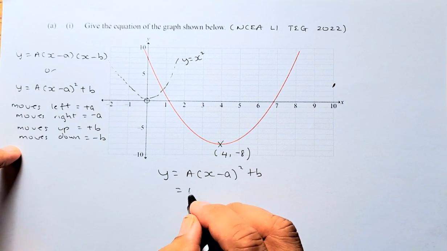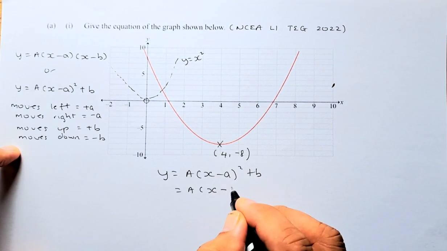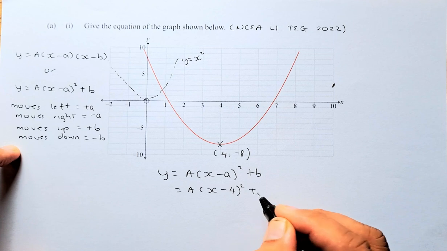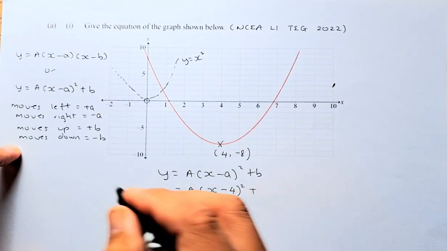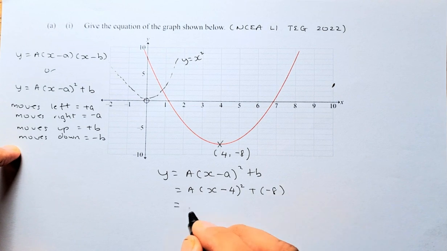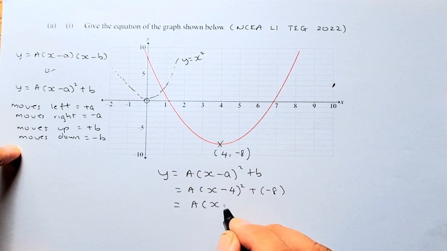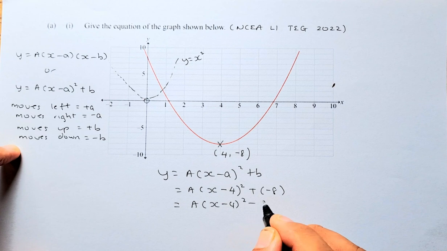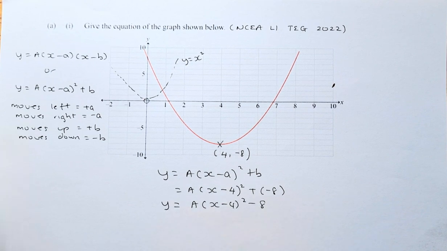So the equation is going to be a(x - 4)². And b has gone down 8, so it's going to be negative 8. Simplifying the equation, it's going to be y equals a(x - 4)² - 8. So that's the general equation of this graph.